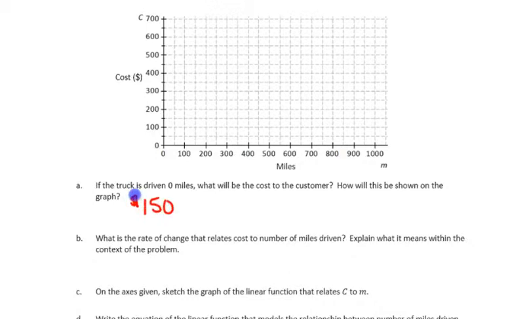How will this be shown in the graph? This is called the y-intercept. This is where it intersects the y-axis. And the ordered pair of this is (0, 150). So I'm going to put that in the graph up here: (0, 150). So this is the cost even if they don't drive anywhere.